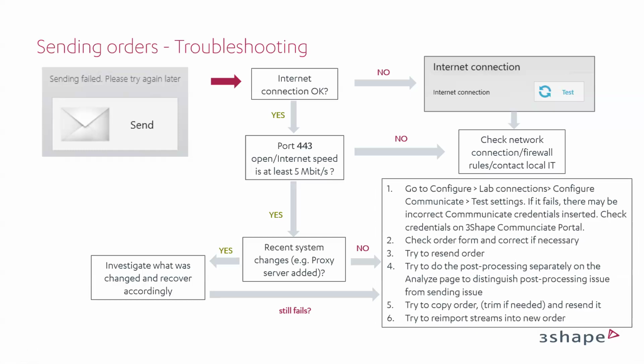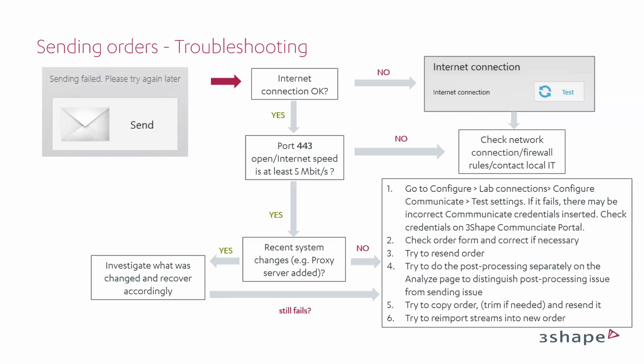For example, go to configure lab connections, configure communicate, test settings. If it still fails, there may be incorrect communicate credentials inserted. You should check the credentials using our 3Shape Communicate portal. Also check the order form and correct it if necessary. You should also try to resend the order.